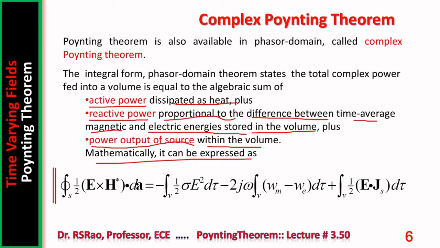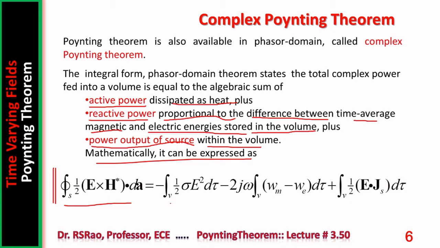Here, all field quantities are phasors. You can find time nowhere in this expression. All fields are phasors, complex quantities. Now, on the left hand side, you can find a single term, E cross H complex conjugate. Half is there. Integration is over a closed surface.